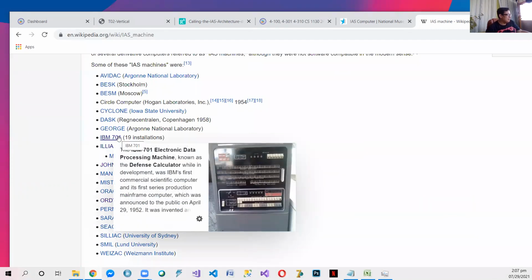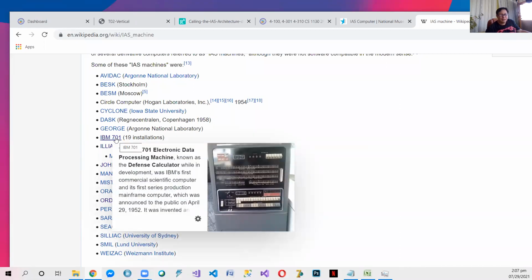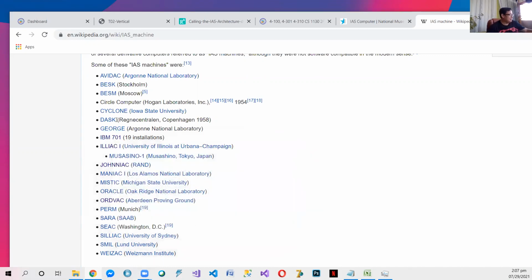We have the IBM 701, which has 19 installations. IBM later created a computer for online reservation using one of the 701 series. So you can now reserve flights. Even PAL is using them. It's a network of computers connected via telephone lines. So you can reserve flights even during the 1950s, because IBM created them from the IBM series. So there were 19 installations.